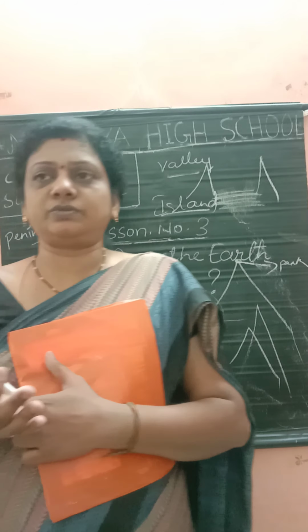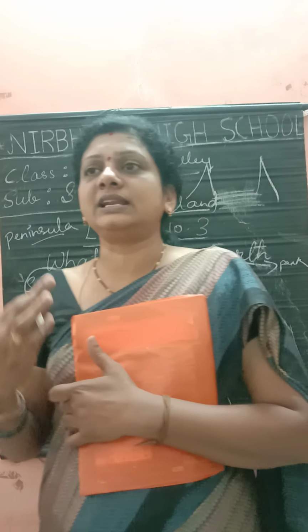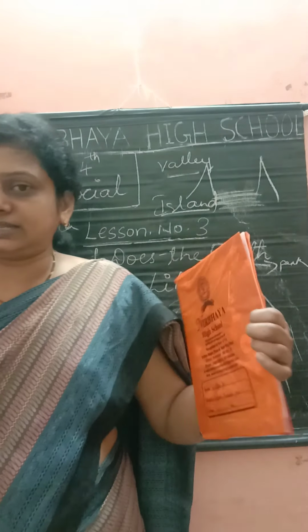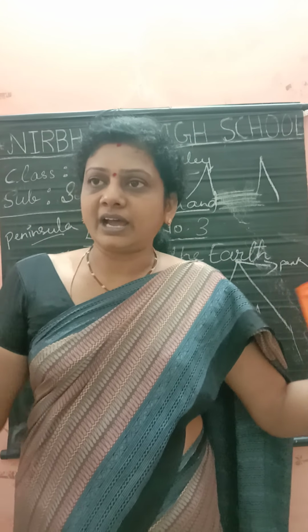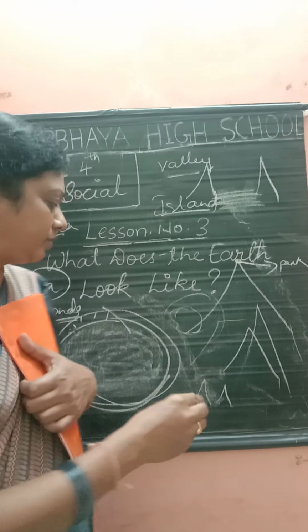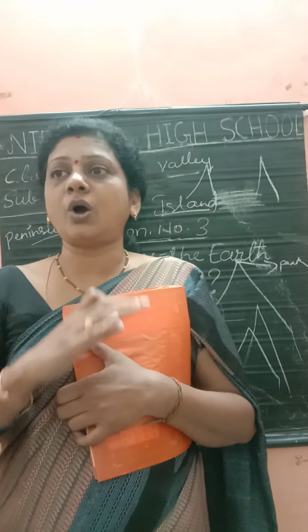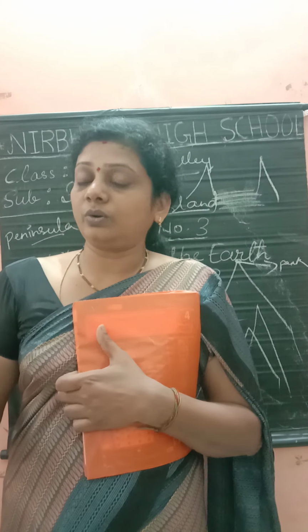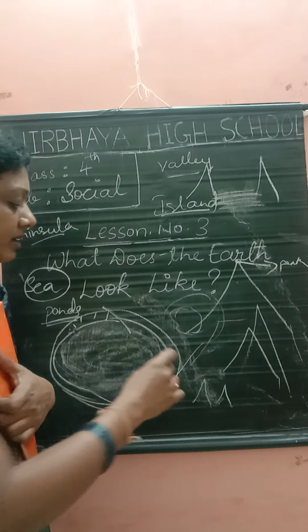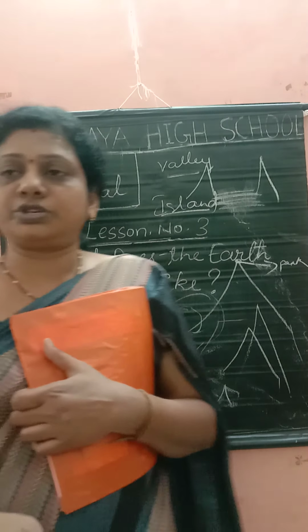And the next one is iceberg. An iceberg is a large piece of ice broken off a glacier. It is broken from the glacier, and it floats out to the sea or ocean. Yes, children?